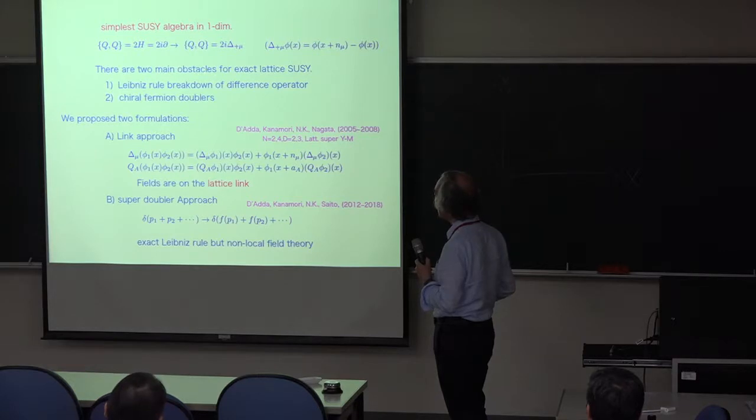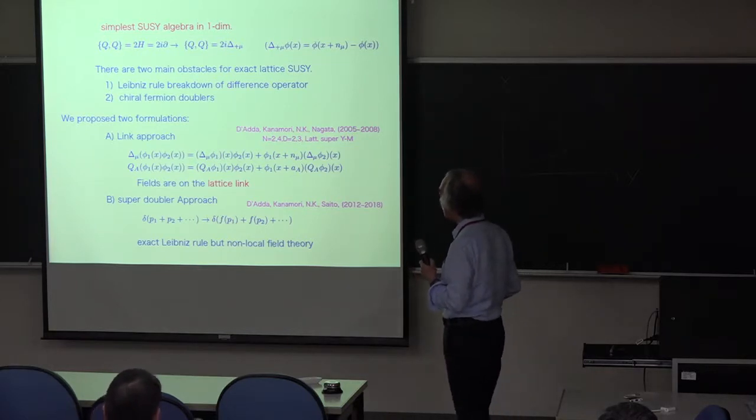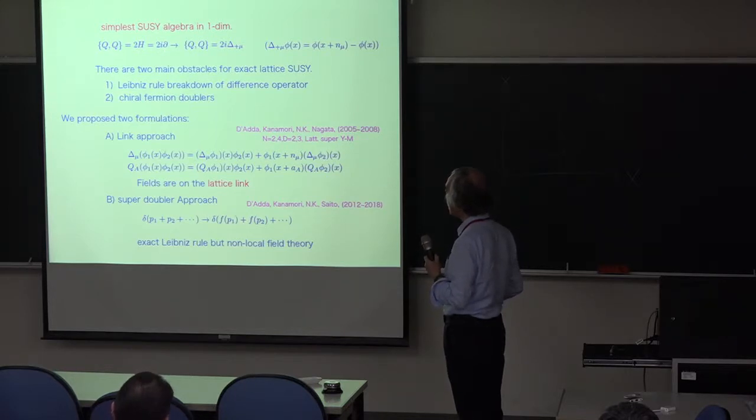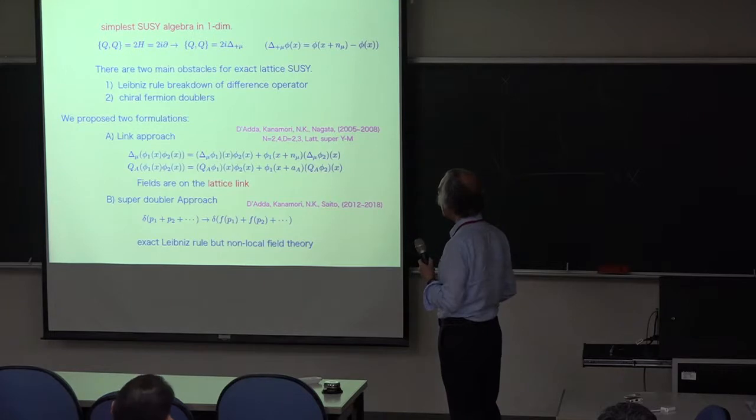There are two major obstacles for exact lattice supersymmetry. The first one I just explained: the Leibniz rule breakdown of the difference operator. Why is it a problem? Let's consider the simplest possible supersymmetric algebra, which is Q squared equals the Hamiltonian. The Hamiltonian is essentially a differential operator. If we want to put this formulation on the lattice, the differential operator is replaced by the difference operator. A difference operator operation on the field does not satisfy the Leibniz rule, while the supercharge operation satisfies the Leibniz rule. So from the beginning, SUSY is broken. This is one of the major difficulties. How do we overcome this?